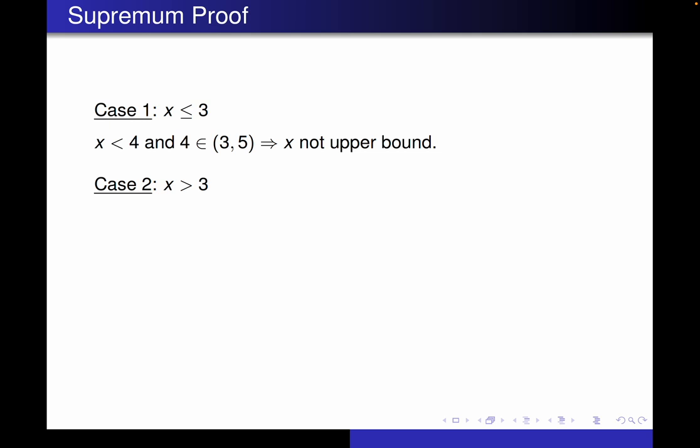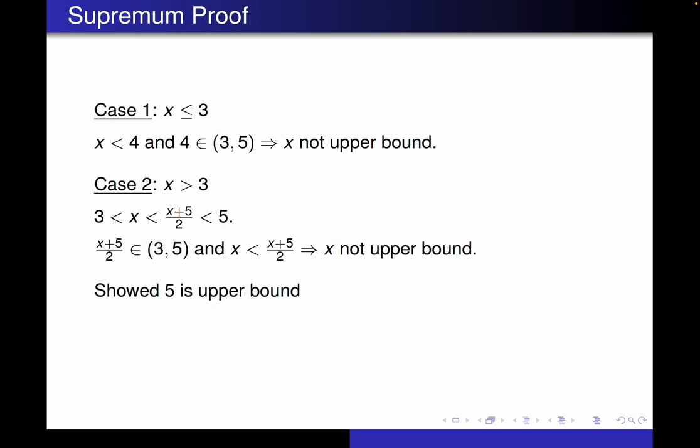The case 2 where x is greater than 3, now we can use that average. We know that 3 is less than x, that's just our assumption. X is less than x plus 5 over 2, that was the computation we did on a previous slide. X plus 5 over 2 is less than 5, we also did that computation. And that tells us two things, right? X plus 5 over 2 is in the interval 3, 5, so it is a child, right? And x is less than x plus 5 over 2, so that poor child is lost, right? X is not an upper bound.